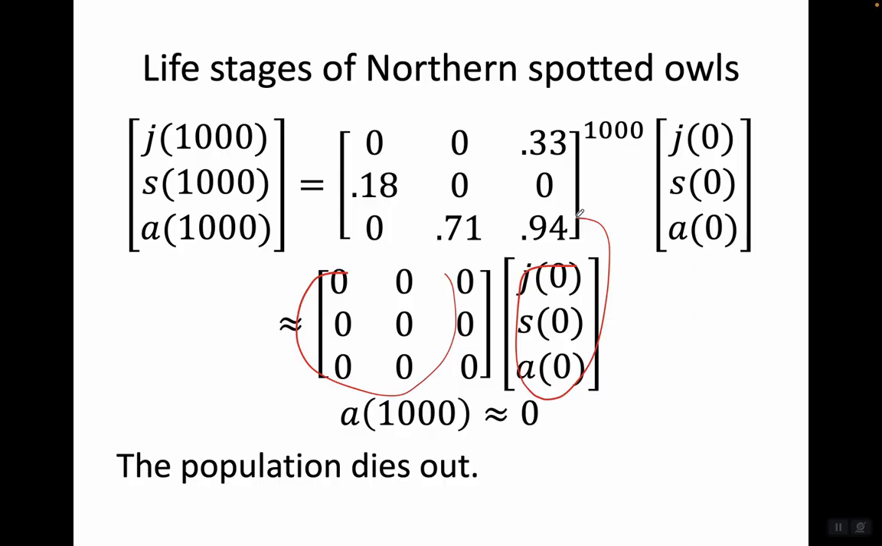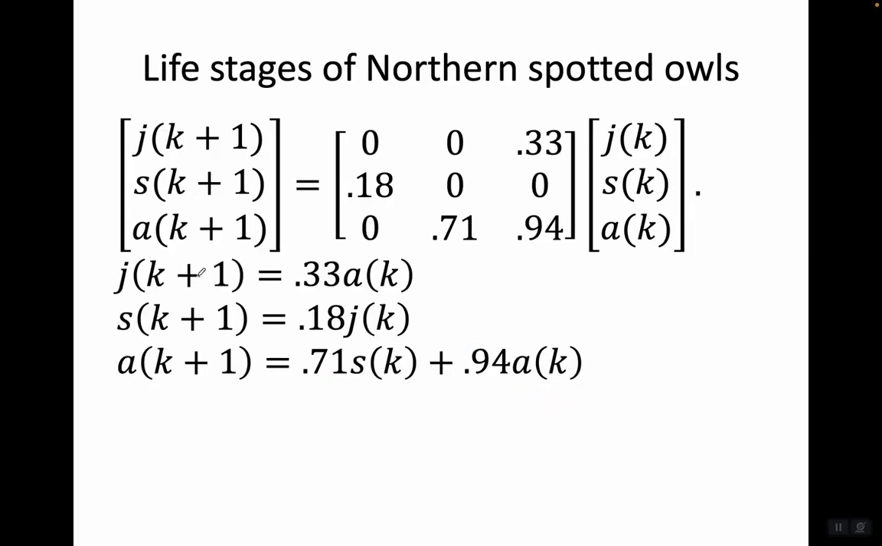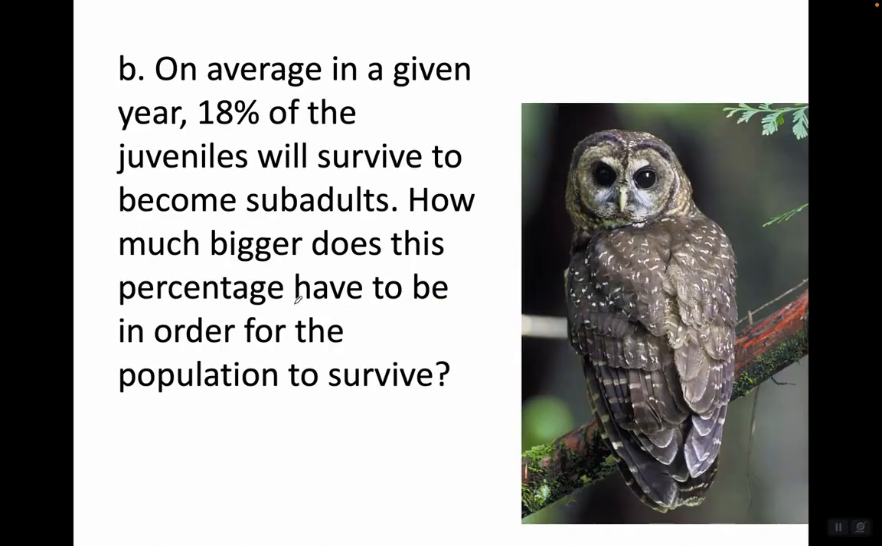The population dies out. The critical factor is this. Only 18% of the juveniles survive to become subadults. One reason, and there are various reasons, is that it's difficult for them to find new habitats to establish their own domain. On average, in a given year, 18% of the juveniles will survive to become subadults.